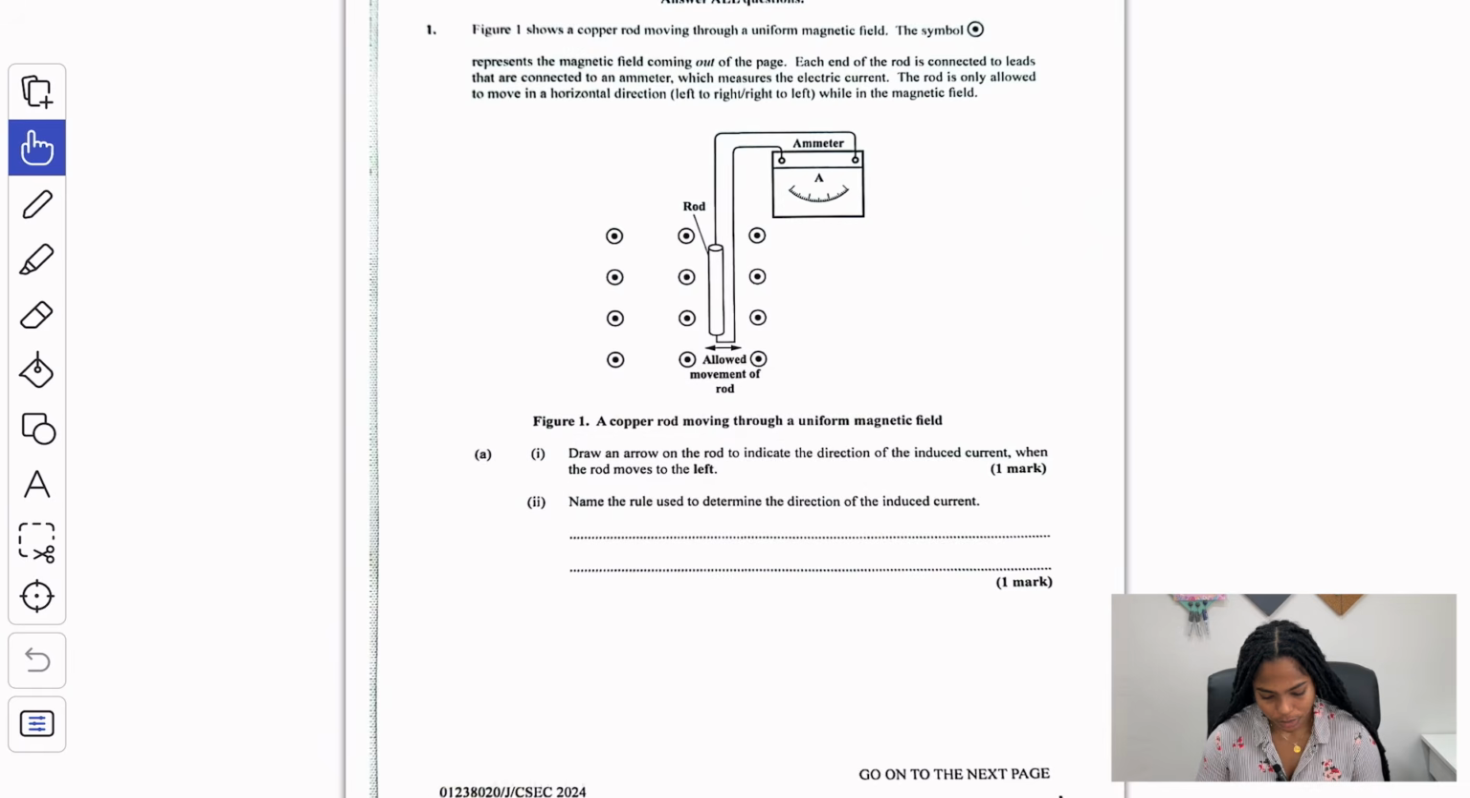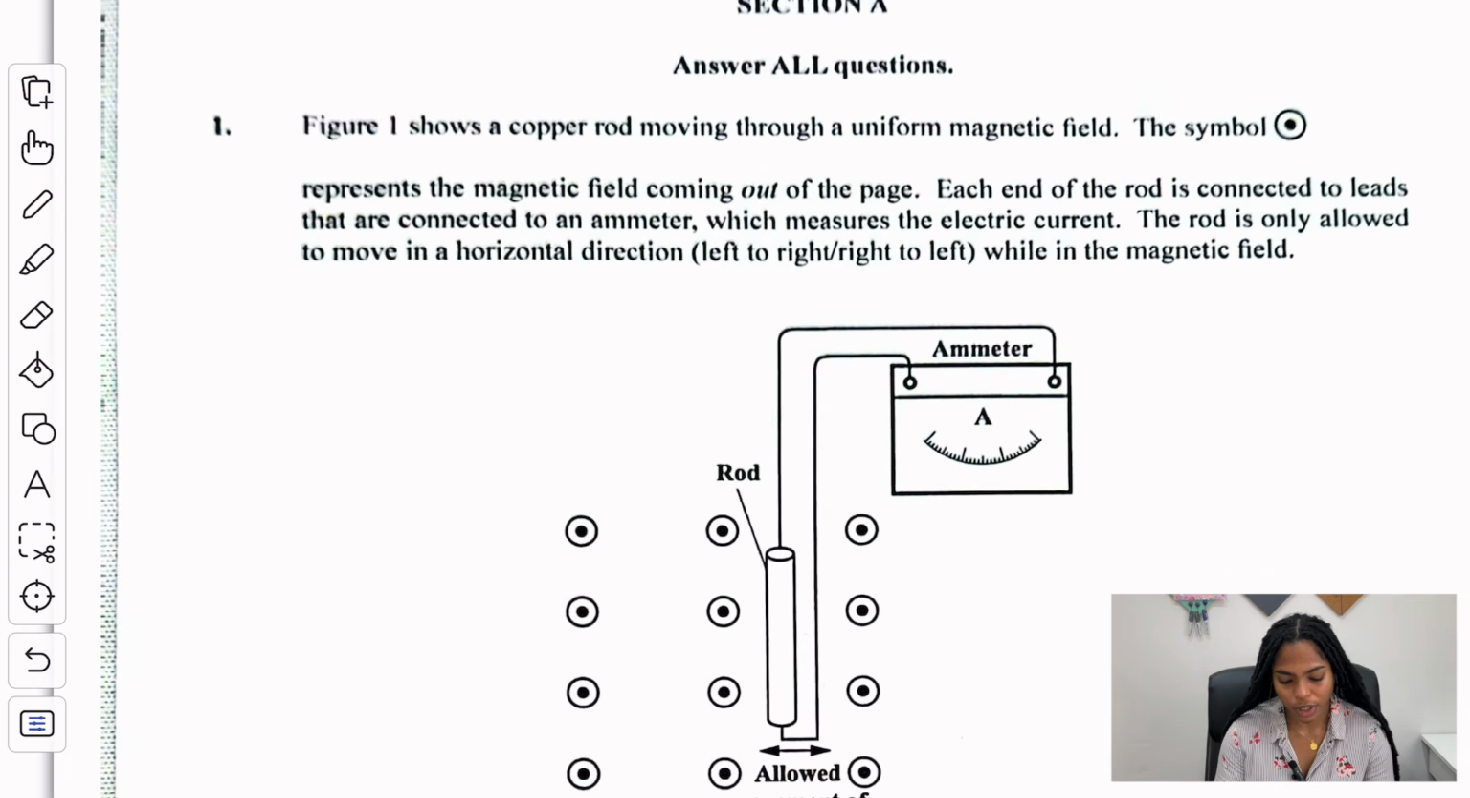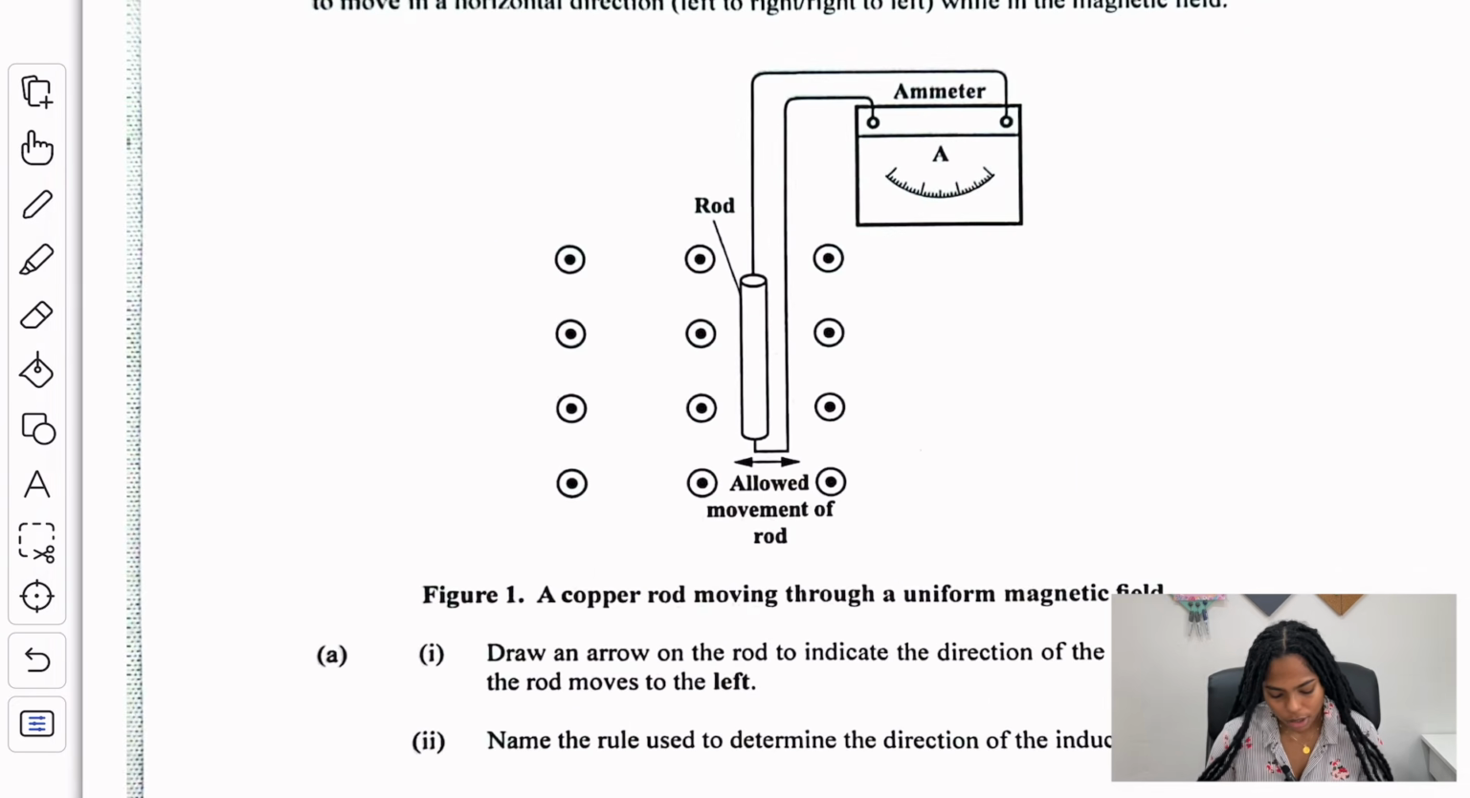So we have: figure 1 shows a copper rod moving through a uniform magnetic field. This symbol, a dot with a circle around it, represents the magnetic field coming out of the page. Each end of the rod is connected to leads that are connected to an ammeter, which measures the electric current. The rod is only allowed to move in a horizontal direction, meaning left to right, while in the magnetic field. So we have drawn an arrow on the rod to indicate the direction of the induced current.